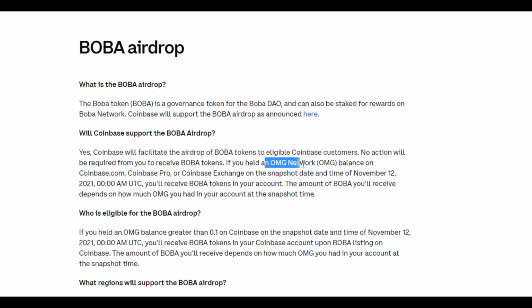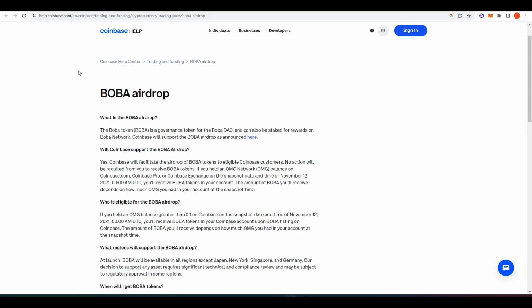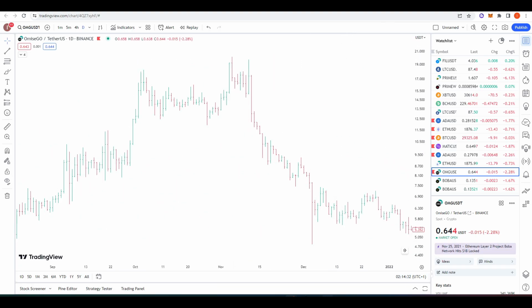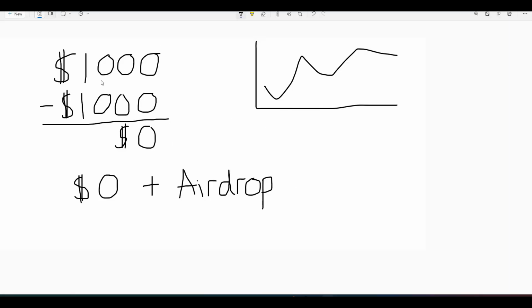And so basically if you held the OMG tokens anywhere, like in your wallet or on Coinbase, FTX, Binance, that sort of thing, you would have been given a 1-to-1 ratio of Boba tokens as an airdrop. So there is an opportunity here to actually make money from that without taking any price risk from the OMG token. So what you would do is buy $1,000 worth of the OMG token and then elsewhere short an equivalent amount of that token, and therefore you have $0 exposure to the OMG token.